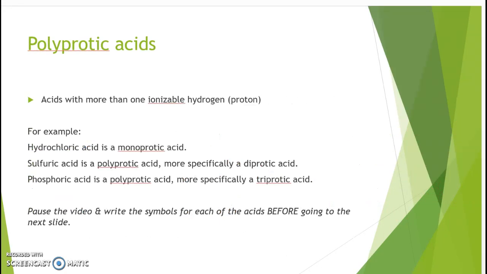Polyprotic acids are the last kind of acids that we need to talk about. So polyprotic acids are acids with more than one ionizable hydrogen or proton. For example, hydrochloric acid is monoprotic. Its symbol is HCl. It has one H. Sulfuric acid is polyprotic. More specifically, it's a diprotic acid because sulfuric acid has the formula H2SO4. There's 2 hydrogens. Phosphoric acid is triprotic because it's that symbol. It has 3 hydrogens.